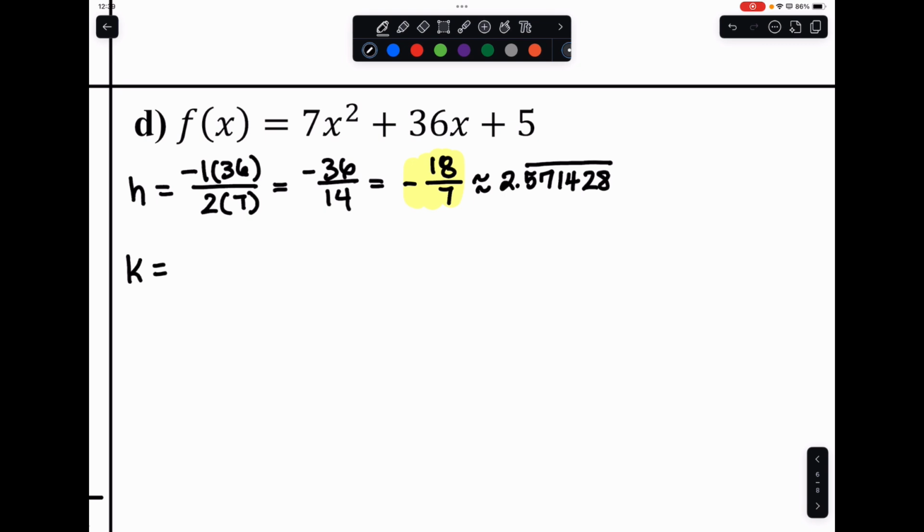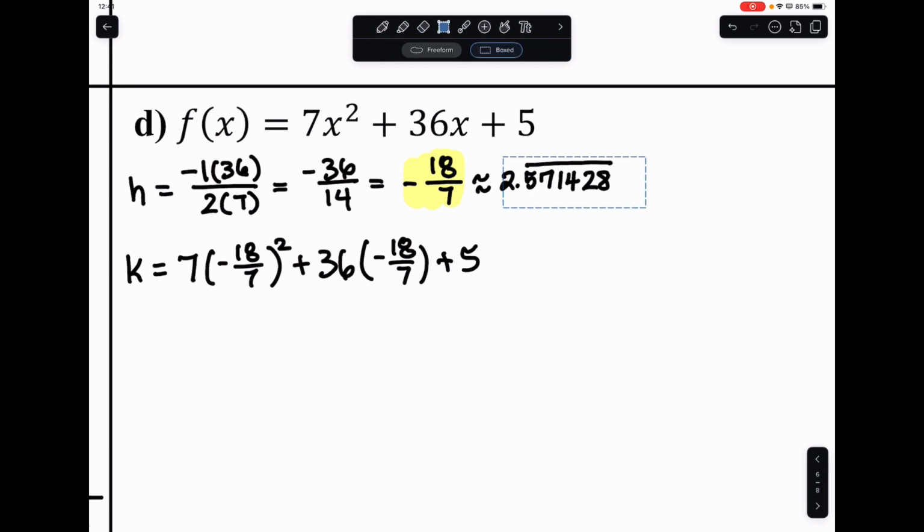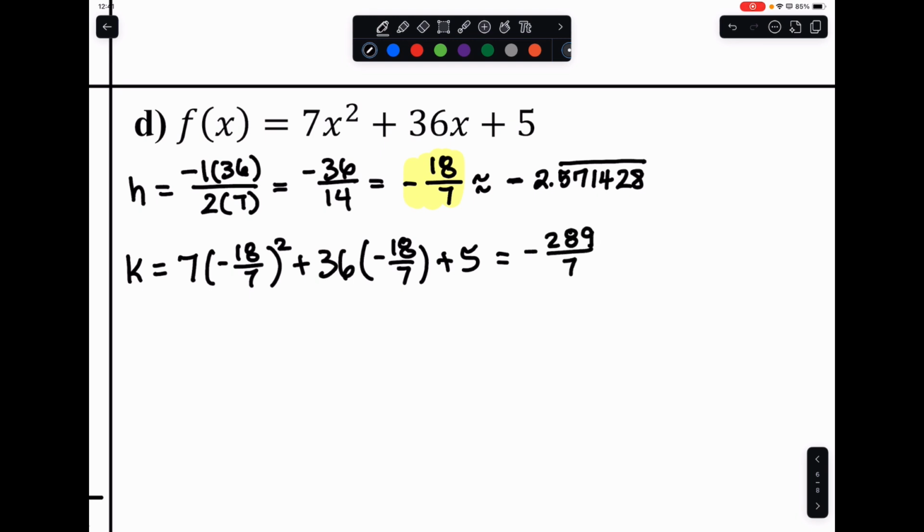So the k value here would be 7 times (-18/7)² plus 36 times (-18/7) plus 5. Okay, and we get the following. I forgot to put the negative sign on this one. This should be negative that decimal value, all right? So we get the following, and as a fraction, we end up with -289/7. And again, I'm just using my decimals calculator to plug that number in and have the calculator evaluate it for me, okay?